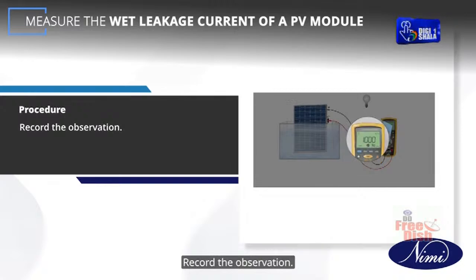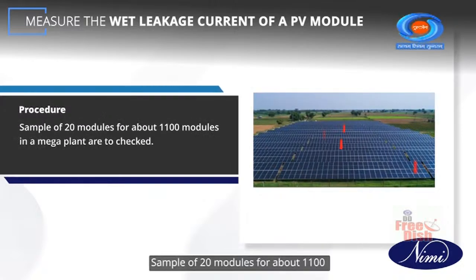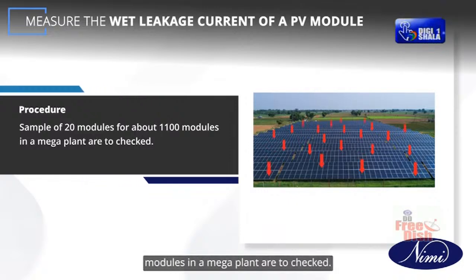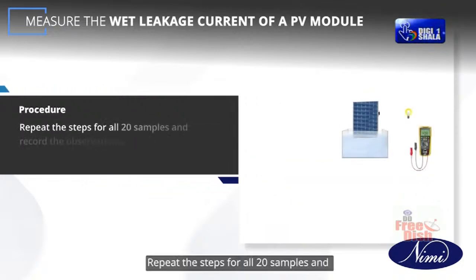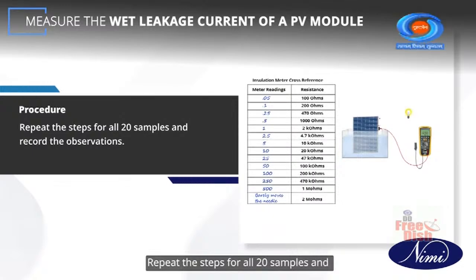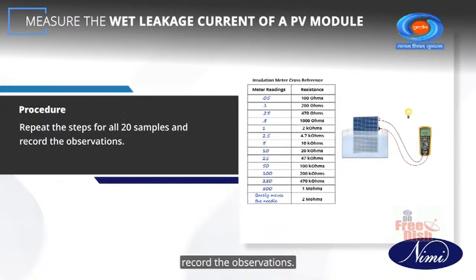Record the observation. A sample of 20 modules out of about 1100 modules in a mega plant are to be checked. Repeat the steps for all 20 samples and record the observations.